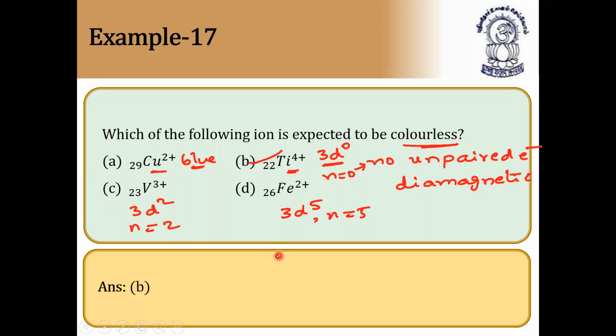So electronic configuration is most important in all the cases. So you have to note it down like this. Next question.